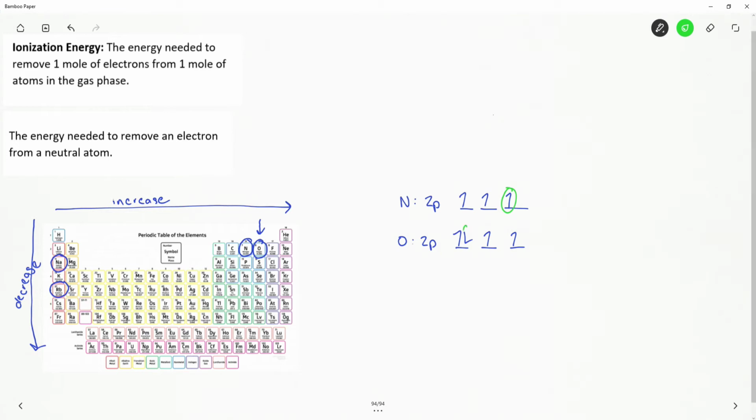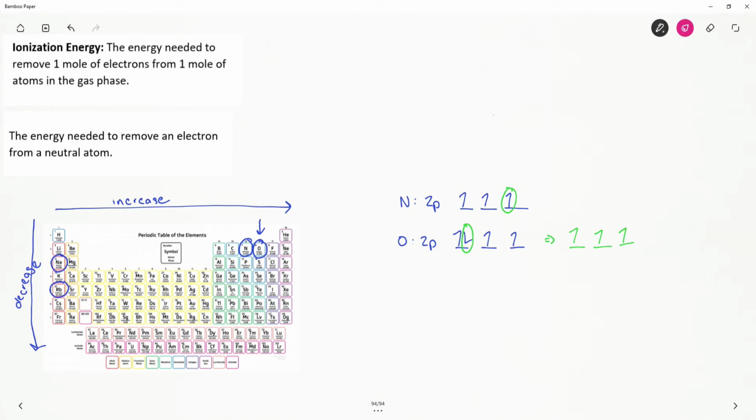However, when I remove an electron from the 2p orbital for oxygen, I gain stability. I now have 3 unpaired electrons, which means there is less repulsion experienced by those electrons. This small gain in stability means that ionization energy drops just a bit for oxygen or the group 16 elements.